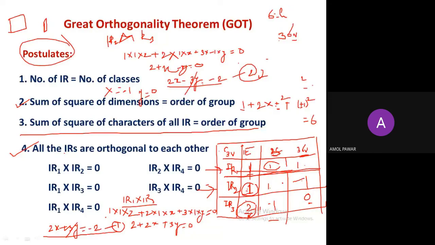The third rule is that the sum of squares of characters of all irreducible representations is equal to the order of group, considering their class. That is the coefficient of E or whatever, C2, C3 or sigma. Then in the third rule we can find out whether it is +1 or -1. But using the fourth rule, all the irreducible representations are orthogonal to each other. That means IR1 into IR2 or IR1 into IR3 is equal to 0. Understood?